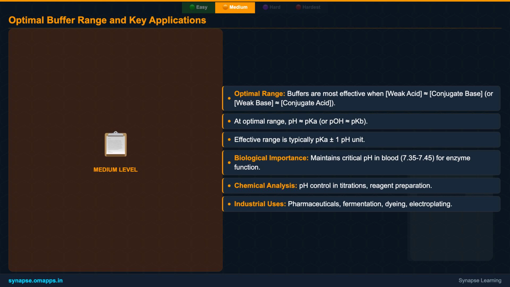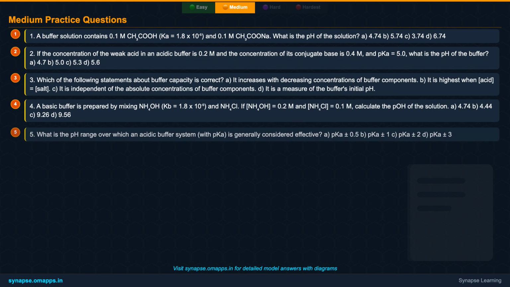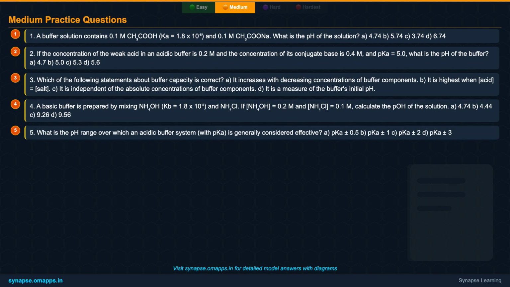Now, let's apply the concepts we've just learned at the medium level. These 5 practice questions will challenge you to use the Henderson-Hasselbalch equation and apply your understanding of buffer capacity and optimal range. Work through them carefully to strengthen your problem-solving skills.